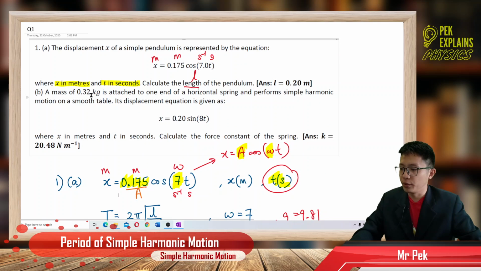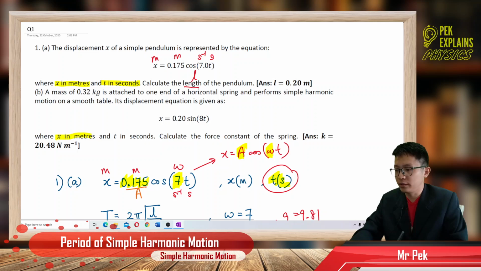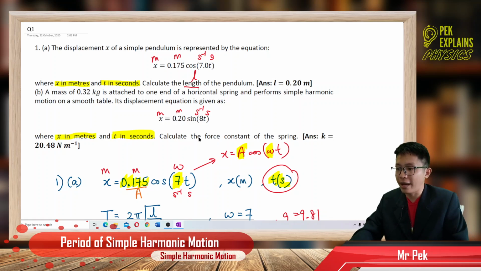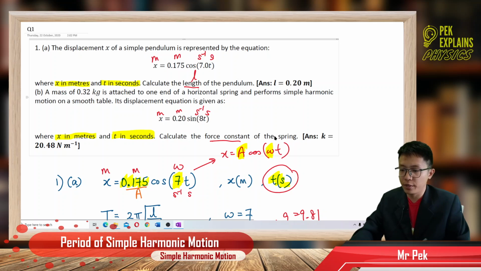Now, next question. A mass of 0.32 kilogram is attached to one end of a horizontal spring and performs simple harmonic motion on a smooth table. Its displacement equation is given by this, where x is in meters and time in seconds. Again, I have nothing to worry about because everything is still in SI units. So x in meters, the amplitude is in meters, and t in seconds, so the omega is per second. I need to find the force constant of the spring, which is k.